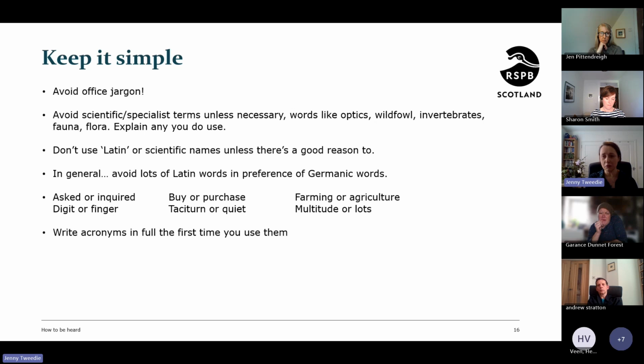So some of the words I often encourage people not to use. Optics, which is basically binoculars and telescopes. You will still see people saying, oh, we've got an optics demonstration. It just means binoculars and telescopes. So just say that. But also words like wildfowl and invertebrates and fauna and flora. These are quite scientific words that can really turn off an audience that doesn't come from a scientific background.